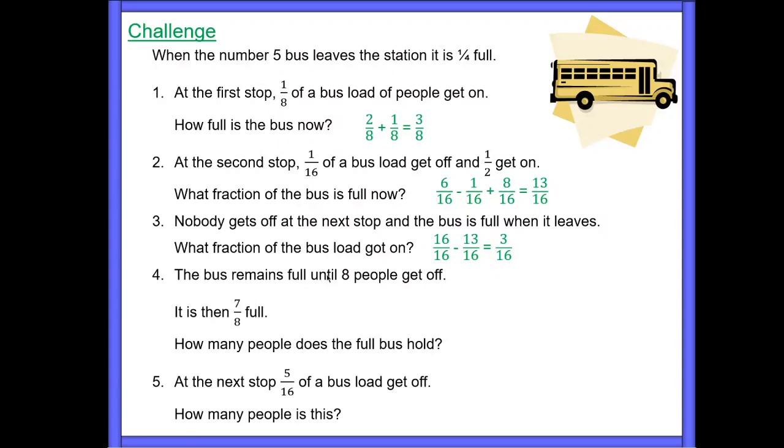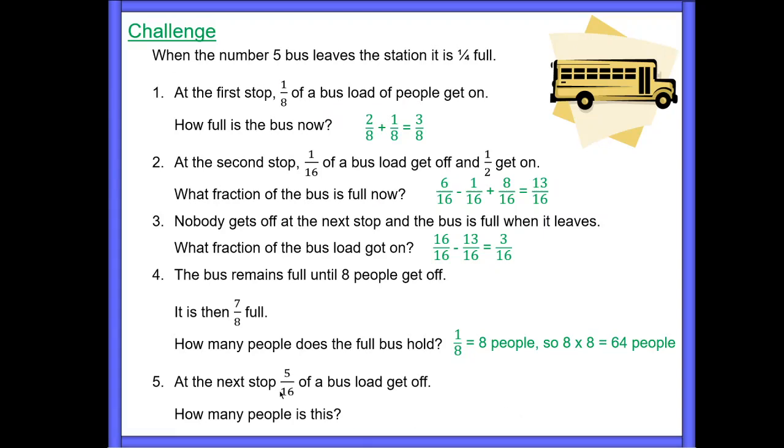Part 4 then. The bus remains full until 8 people get off. It's then 7/8 full. How many people does the bus hold? Well, if 8 people got off and it's now only 7/8 full, that means 1/8 of the people must have got off, because we must have had 8 out of 8 to be full, and we've now got 7 out of 8, so 1 out of 8 must have got off, and that is the equivalent of 8 people. So if 1/8 is 8 people, and a full bus, remember a full bus is when these numbers are the same, so 8 out of 8, so 8 times 8 must be 64 people. So the whole bus holds 64 people.